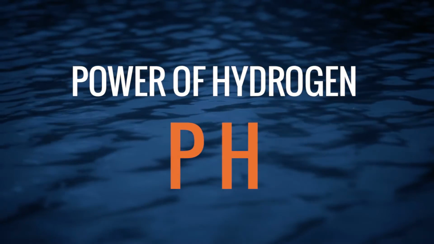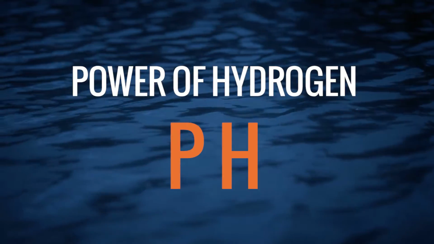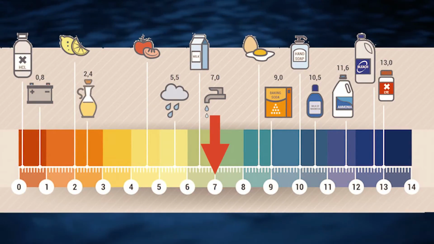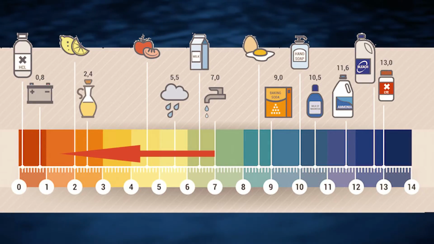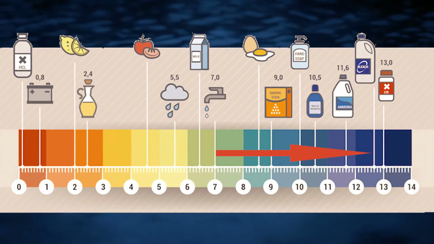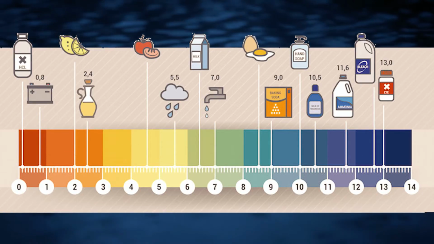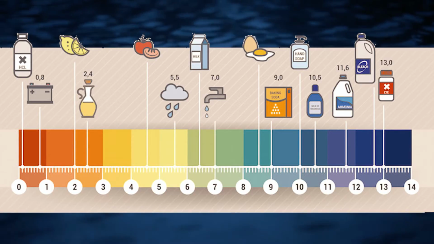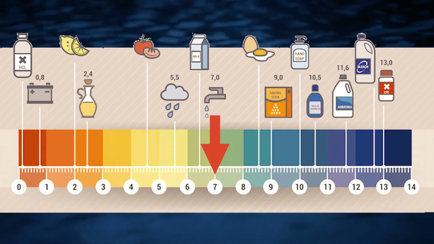When a solution is neither basic nor acidic, it's neutral. The degree of acidity is measured by the logarithmic scale of pH, which stands for power of hydrogen. It's basically a measure of the concentration of hydrogen in a solution. A solution that is neutral has a pH of 7. Any number below 7 is acidic, and any number above it is basic. For example, we have extremely acidic and extremely basic substances with pH values of near 0 and 14 respectively. In the middle, we have water, which is generally neutral.